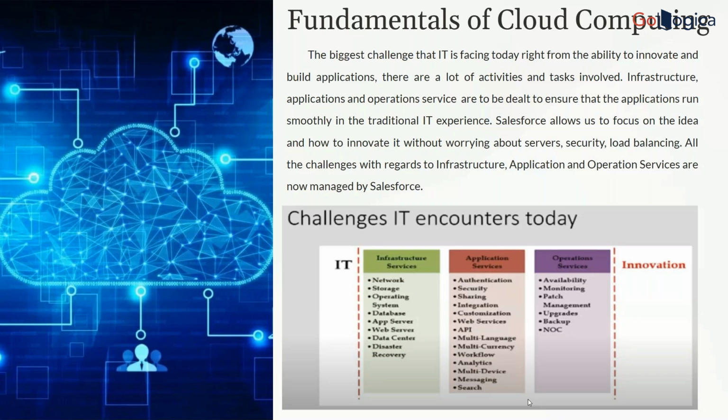When it comes to creating any functionality or any application, an idea can be implemented at the earliest without focusing on any other thing. Though it impacts, we don't need to take those burdens on our shoulders. Everything is taken care of by Salesforce, in comparison to the traditional IT experience. Salesforce allows us to do our work in much less time without worrying about server security and load balancing. Everything is taken care of.